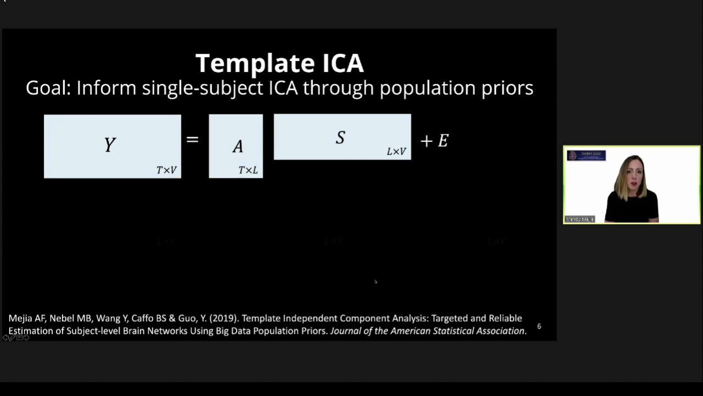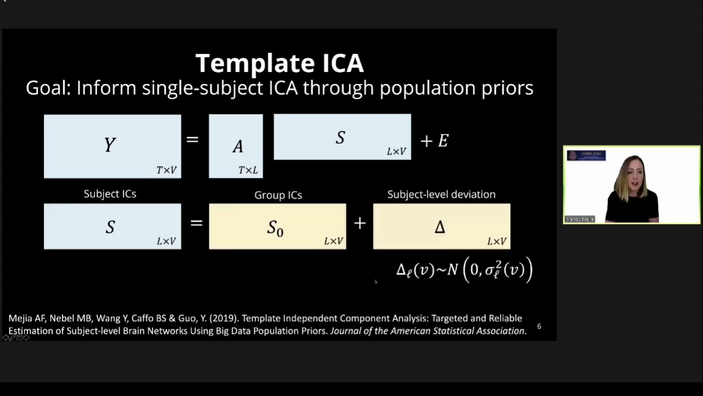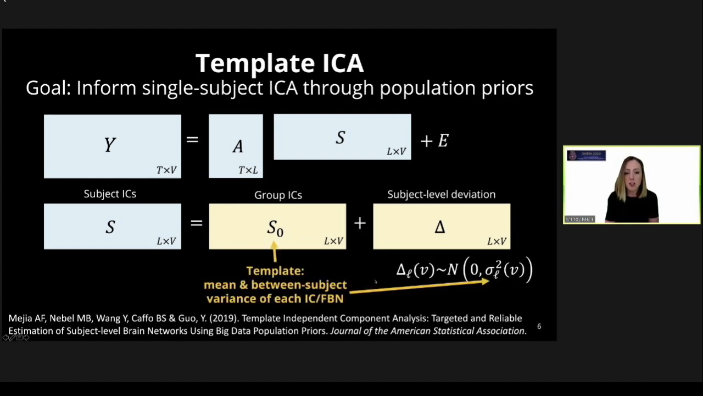I'll give a very brief overview of the template ICA framework. The goal here is to inform single subject ICA through population priors. We start with the same single subject ICA model I showed earlier, and we just add one additional layer. In that second layer, the subject ICs in S are modeled as being related to the known group ICs in S0 through a deviation delta. We assume those deviations delta are normally distributed with a known variance. This known mean and variance is known as the template.